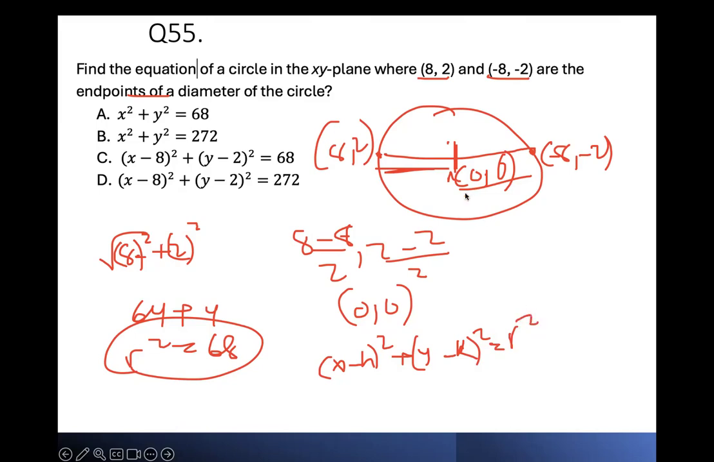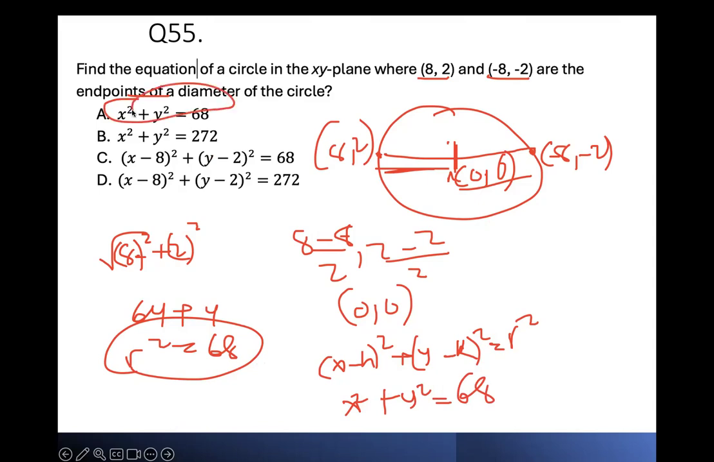Well, I'm going to use what? The center. The center is 0. Therefore, x square plus y square is equal to 68. Therefore, the right answer is this. If you do it another way, you get it wrong.